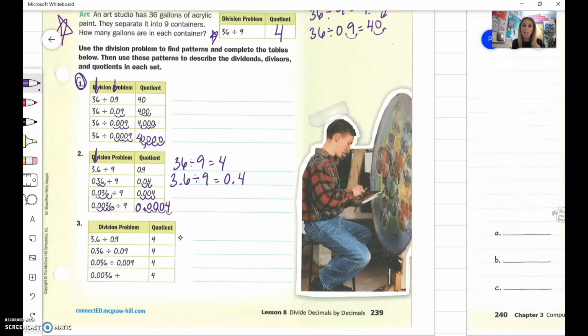Now I have the decimal in the divisor, and I have the decimal in the dividend. Take a look. My quotient here is 4, but look at what happens. My 9/10 turns to 9/100, and my 3.6 turns into 36/100. So what does this mean for this one? Notice my pattern. This is going to be 0.0009. It's going to stay the same. So that's just a little quick tidbit into our lesson.